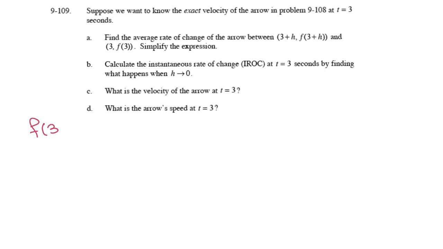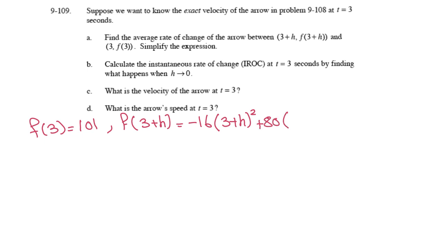We originally did f of 3, which, from the previous problem, was equal to 101. Now I need to do f of 3 plus h. So I'll look back at the equation from the previous problem, which was negative 16t squared plus 80t plus 5, where the t will be replaced by 3 plus h.